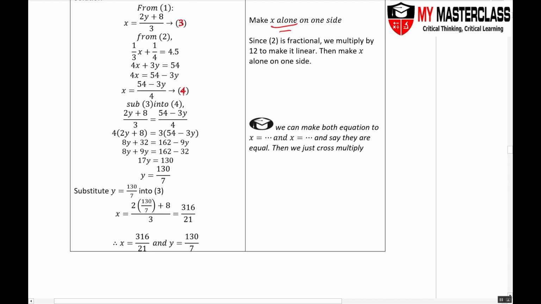Then the next step is exactly the same as what you do for elimination. Substitute it into equation 3 in this case. You solve for x, sub your value in, you get your two values of x and y, which is 130 over 7 as well as 316 over 21. Just be sure to express your final answers as proper fractions. I'll leave you all to do it on your own for this portion. Just make sure you leave it in proper fractions form.